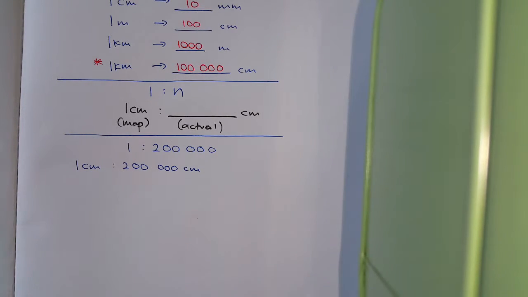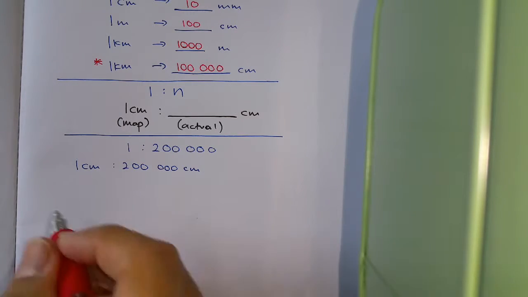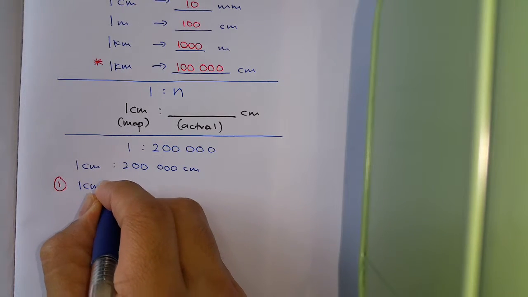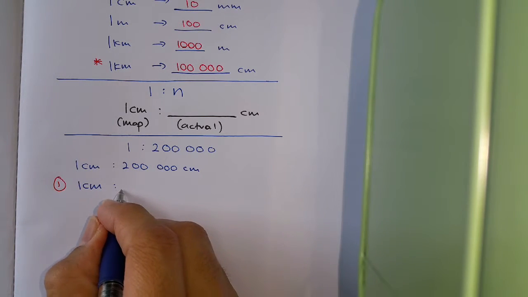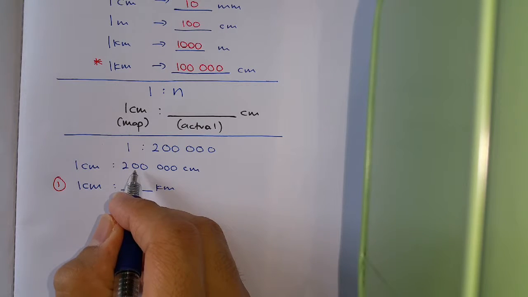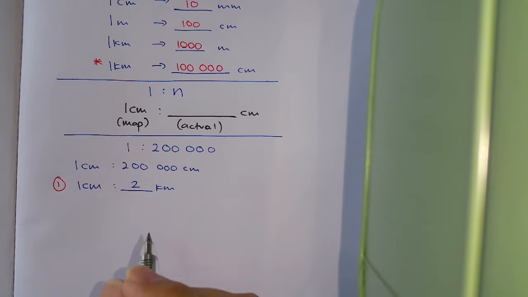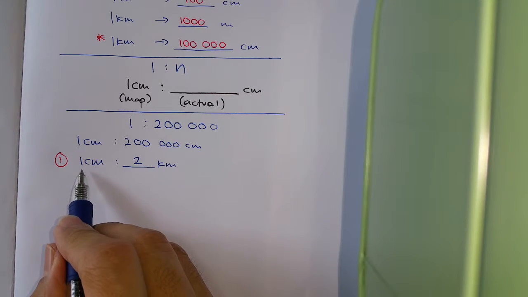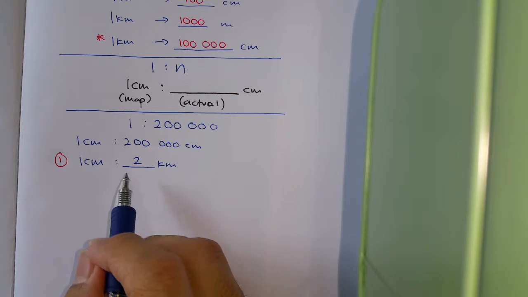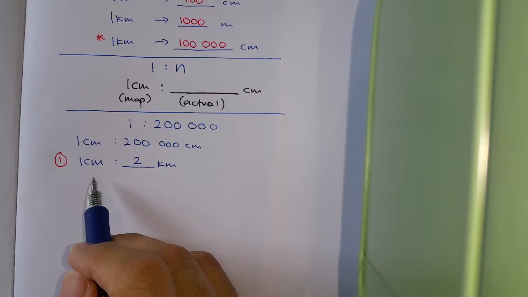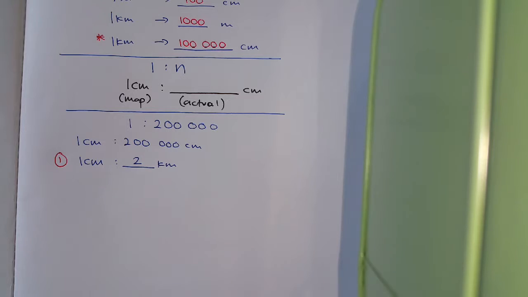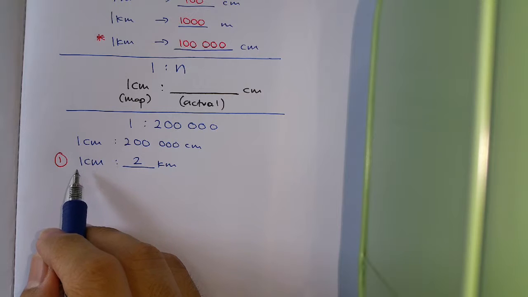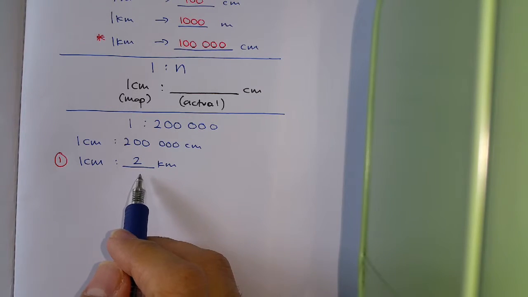Your first scale is this one. 1 cm on your map is equivalent to how many kilometers? 200,000 cm is equivalent to 2 kilometers. So as long as you measure 1 cm on your map, the actual distance is 2 kilometers. Let's say you measure a certain road on your map and it measures 1 cm, it means that particular road is 2 kilometers in actual space.